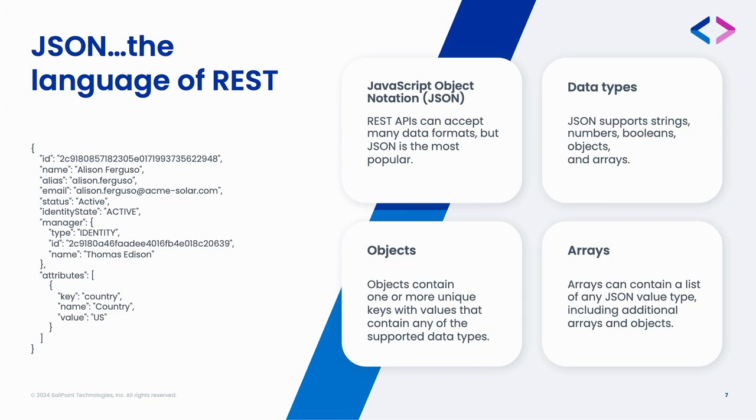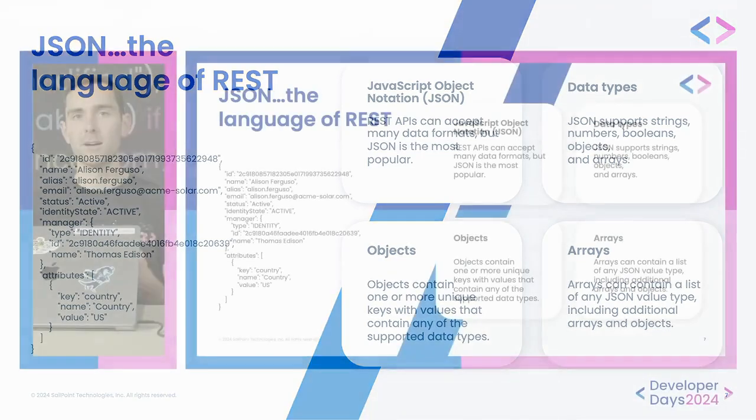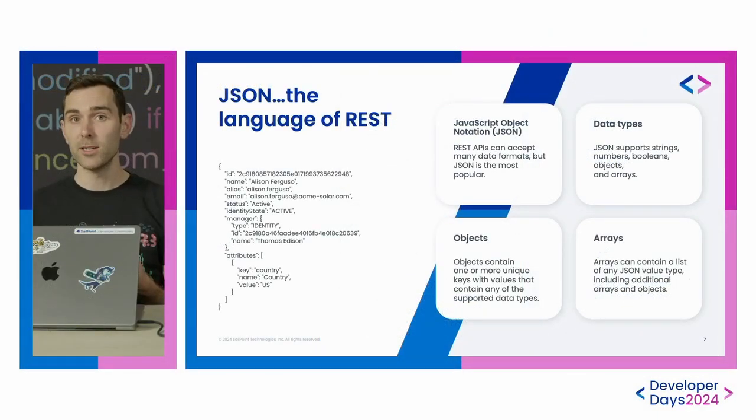And then the final type of data that JSON supports is arrays. So arrays are lists of any of the JSON types that I have already mentioned. So arrays could be a list of strings, of numbers, of booleans, of objects, and it can even be arrays of arrays. And so our example on the left here, you'll see that attributes is an array. You can tell it's an array because it uses square brackets instead of curly braces. And attributes is actually an array of objects.